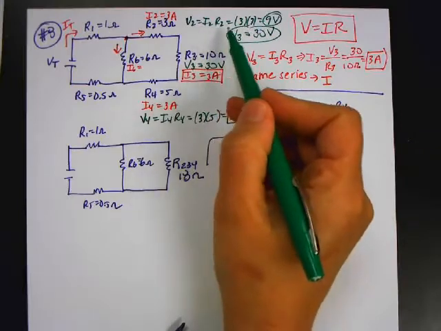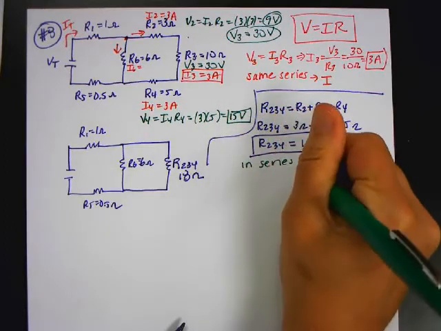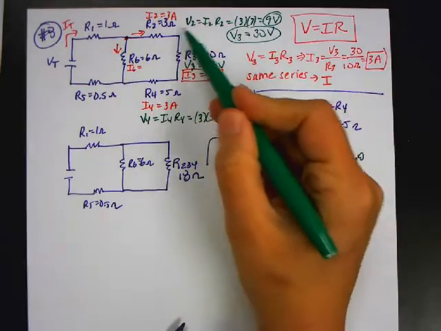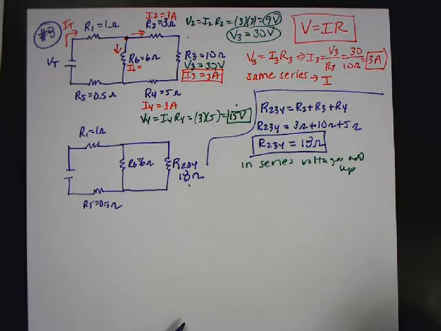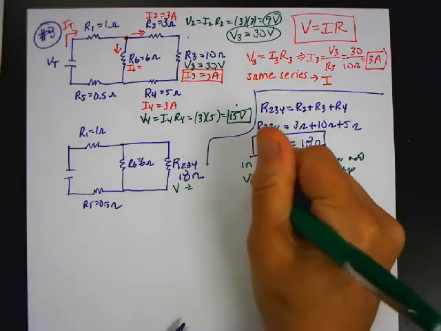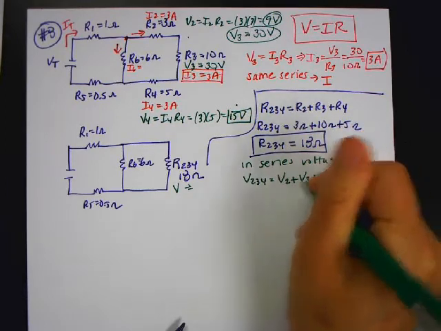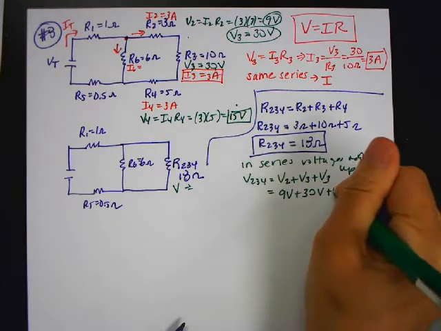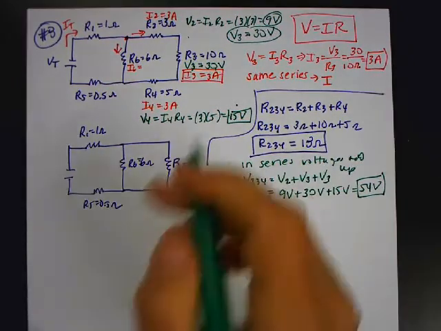Remember that in series, what do the voltages do? In series, the voltages add up. So I already found the voltage drop across this, this, and this. So these three added up have to be equal to the voltage drop here, right? So V234 needs to be V2 plus V3 plus V4, which would be 9 volts plus 30 volts plus 15 volts, which is 54 volts. Okay? So this is 54 volts.